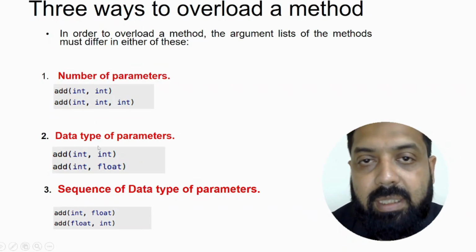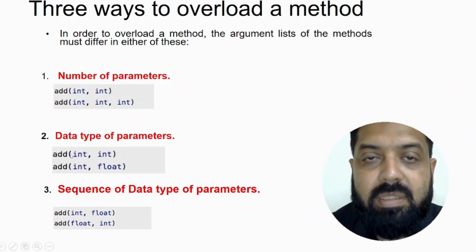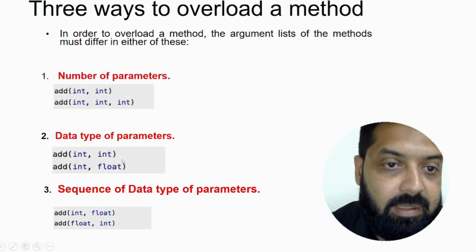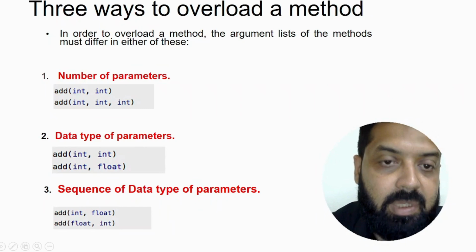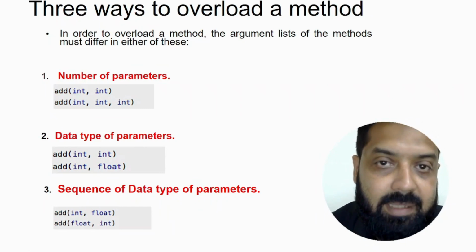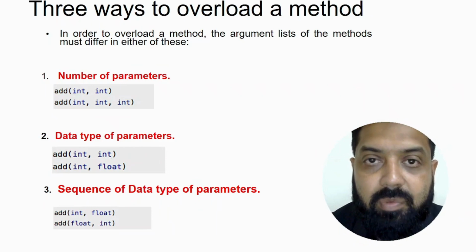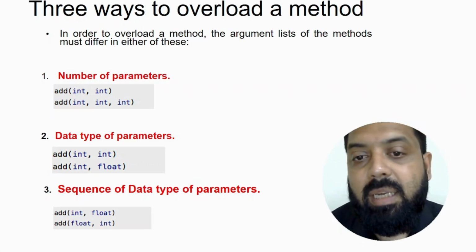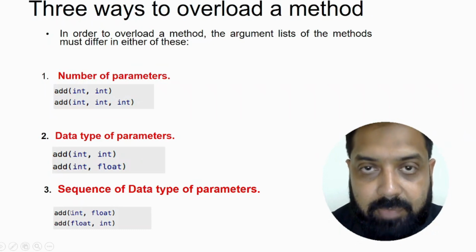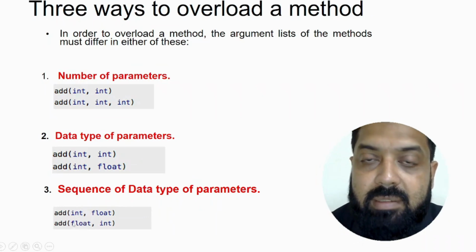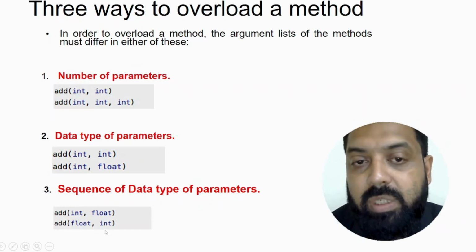Similarly, case number two is when the data types of the parameters are different. For example, the first add method contains two integer type parameters, but the second add method contains one integer and one float type parameter. So you can achieve compile time polymorphism, or static polymorphism, through case number two as well, even when the parameter list contains different data types for different parameters. And the third case is the sequence of the data types of the parameters. It may be possible that the first function add contains a first parameter integer and a second float, but the second function contains a first parameter float and a second integer. So it is also possible.